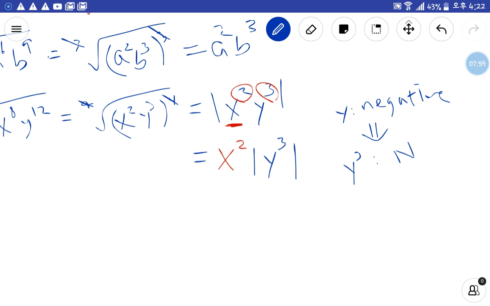I'm going to show you the example. Your y equals negative 1. Negative 1 cubed, what is it? Negative 1, right? So you may have a negative. So you have to put the absolute value around y cubed, but you don't need it for x squared.